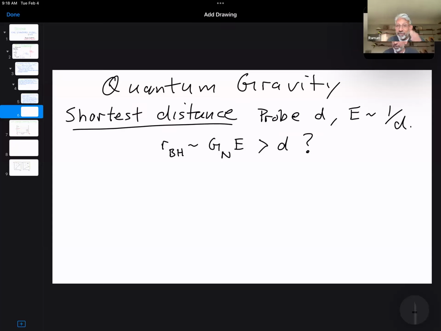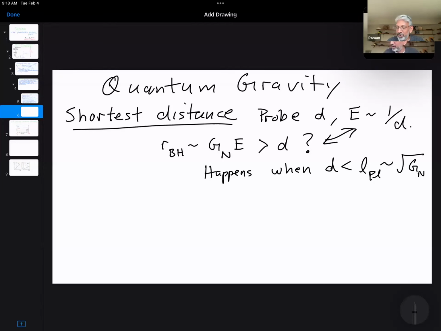So you might fail to probe the distance d because you created a black hole which is even bigger than that. And you can see by putting these two equations together that this happens when d is smaller than the so-called Planck length, which is basically the square root of G Newton. If you attempt to probe a distance smaller than the Planck length, then putting these two things together, you end up creating a black hole which is larger than the Planck length.